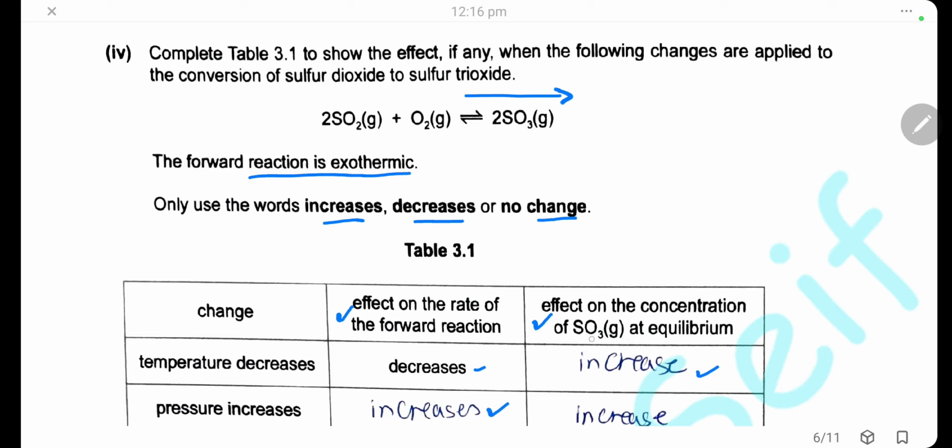To see the effect on the yield at equilibrium, we look at the number of moles on each side. Here we have 2 plus 1, so 3 moles, and on the right side we have 2 moles. So by increasing the pressure, the equilibrium will be shifted toward the smaller number of moles, to the right side, so the yield of sulfur trioxide will increase.